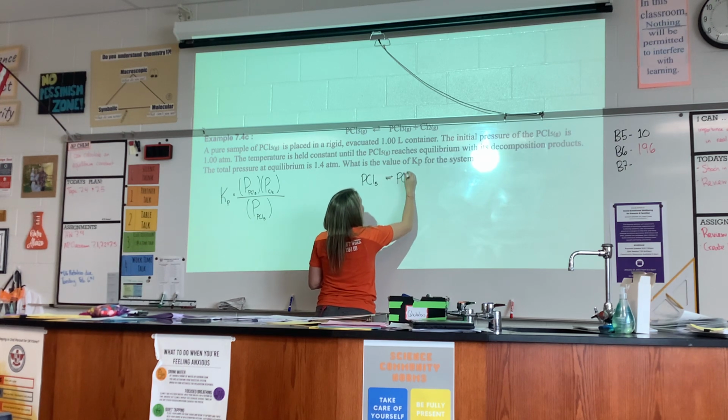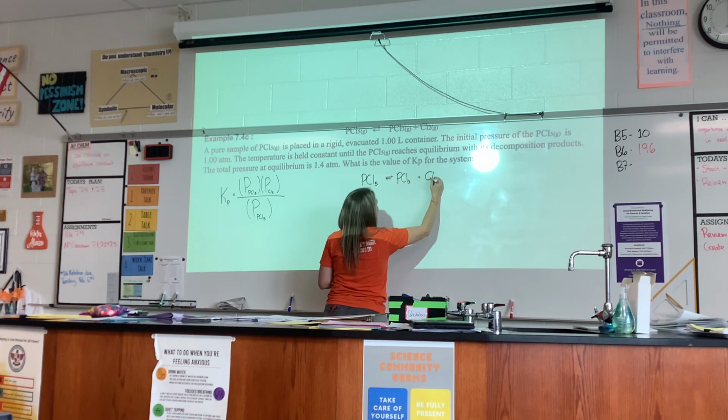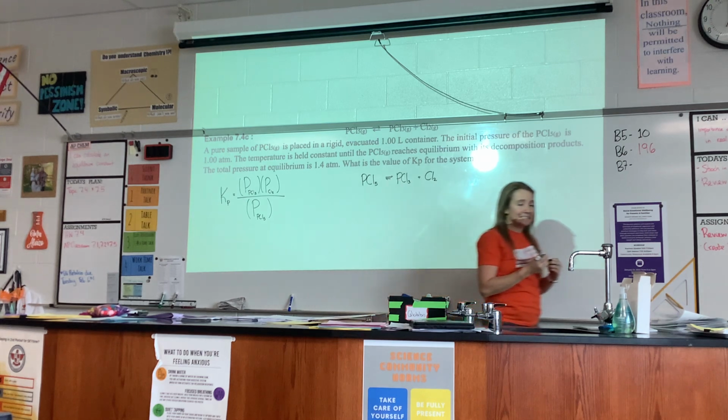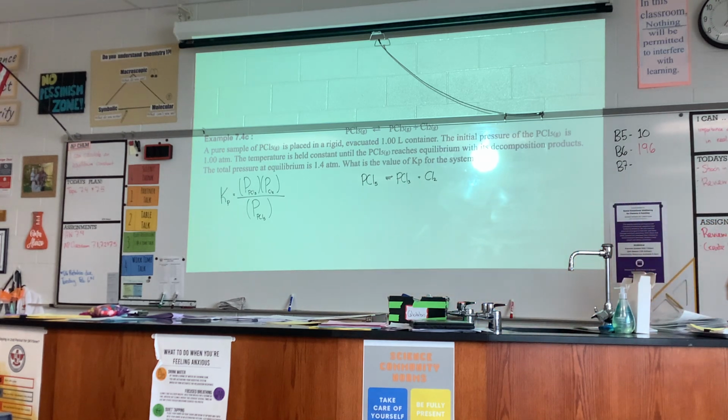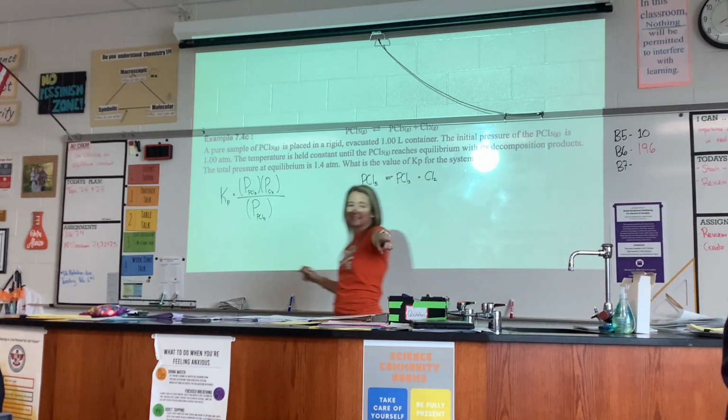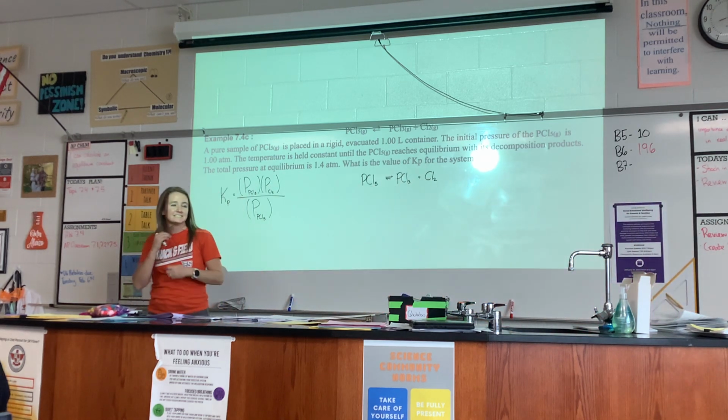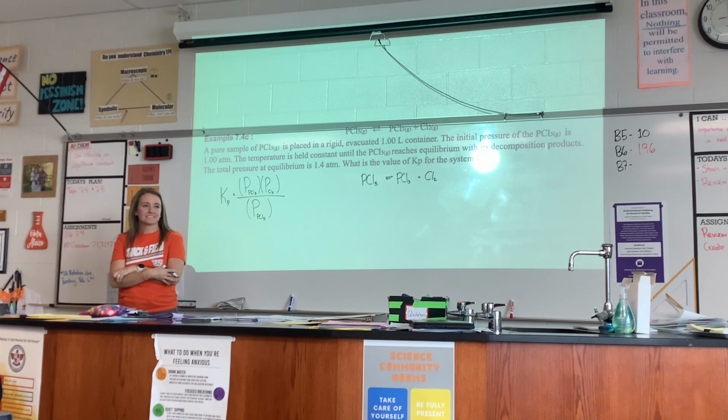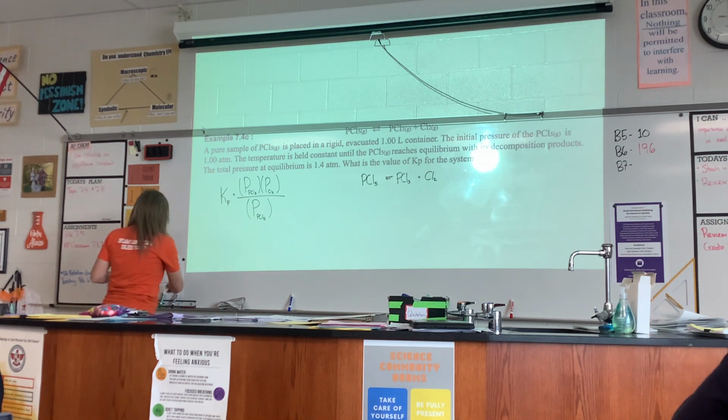Can someone expound for us why? Yeah, Bryson. Is it because we know the initial pressure of PCl5 that is 1, but then the total pressure of equilibrium is 1.4, so then we have to calculate for that change?